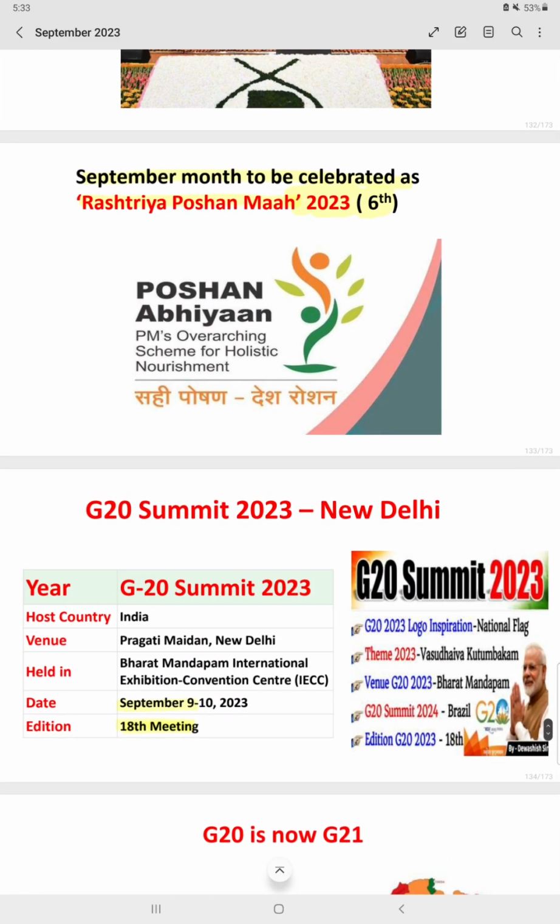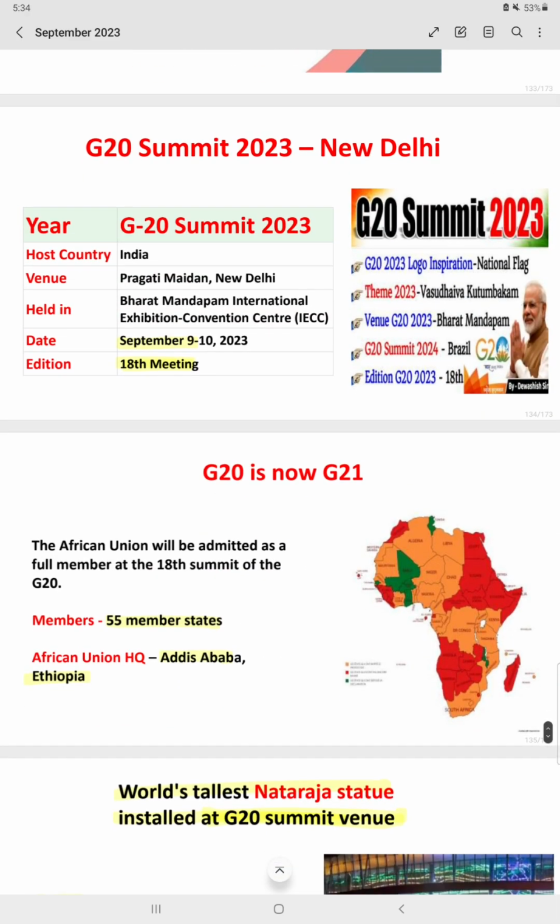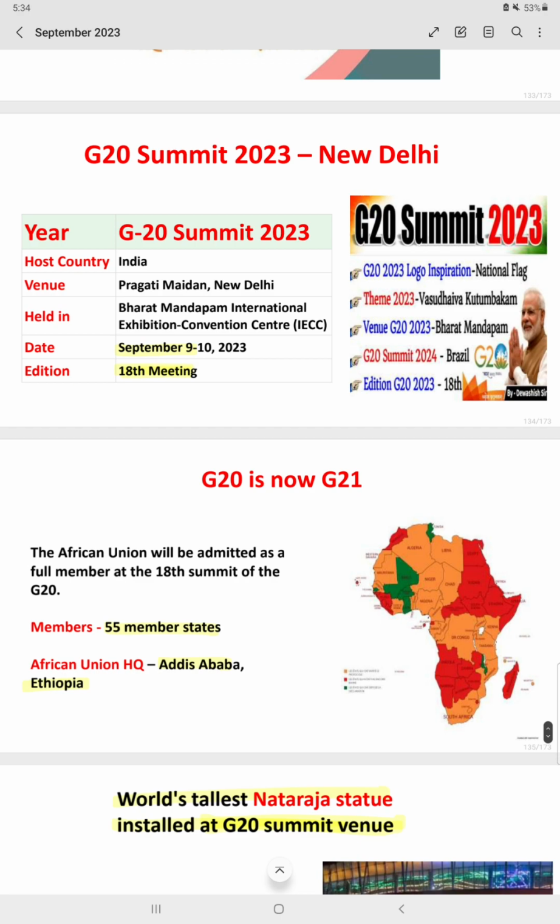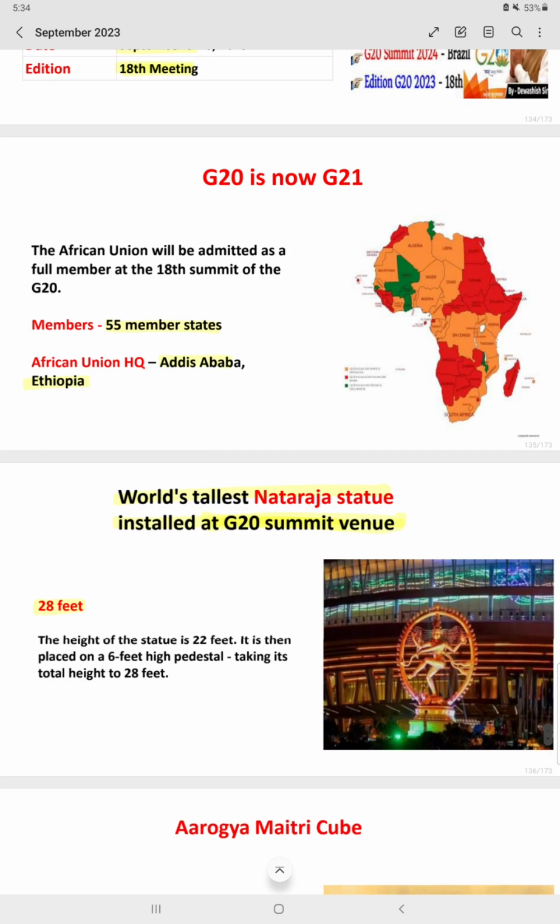Then we have Rashtriya Poshan Maah, the national nutrition month, which is celebrated in the month of September. Then we have the G20 meeting date. Just know on which date it was held. It was on the 9th and 10th of September, and it is the 18th meeting. Now G20 has actually become G21 because of the addition of the African Union. This African Union is basically a conglomeration of the 55 member states of Africa. It has its headquarters in Ethiopia, at its capital, Addis Ababa, some name is there.